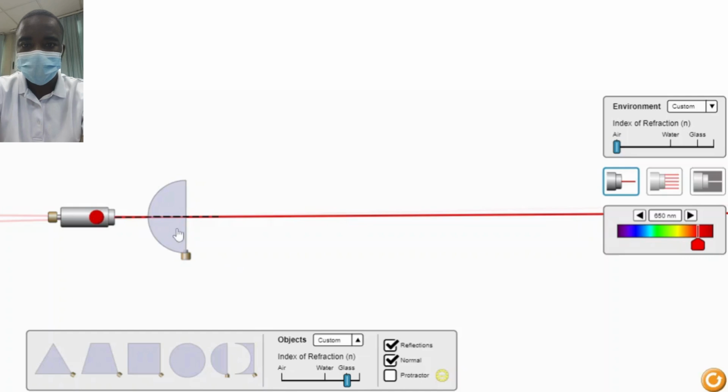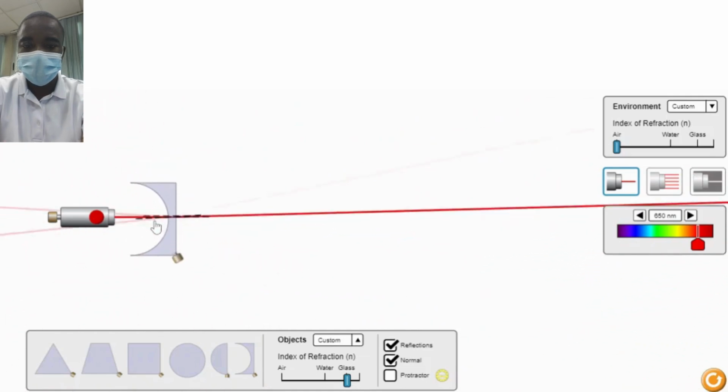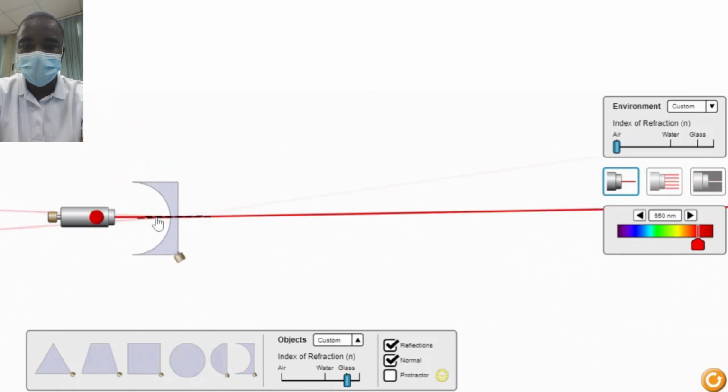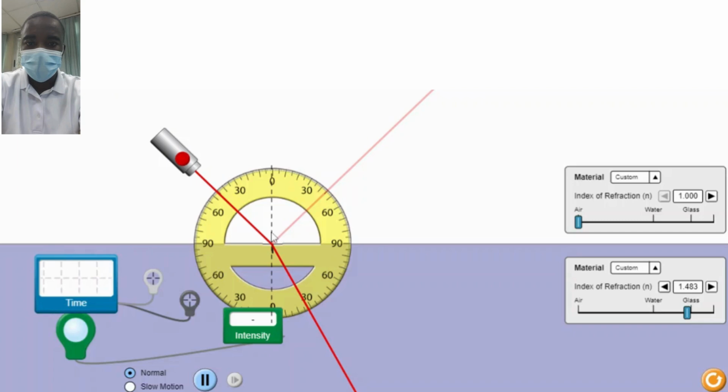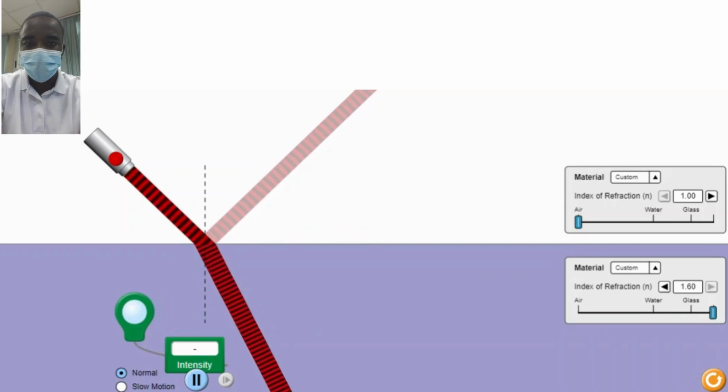The simulation introduces students to the process of data collection and analysis. By using the intensity meter, speedometer, and wave detector, students can collect data on the bending and dispersion of light and analyze the relationship between the indices of refraction, wavelength, and the angle of refraction.